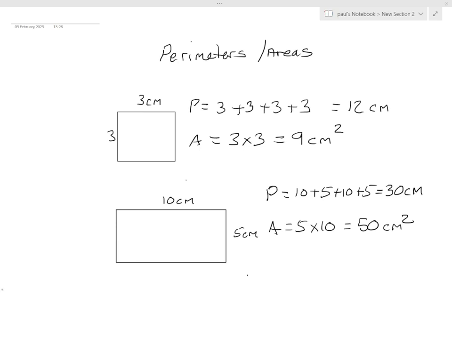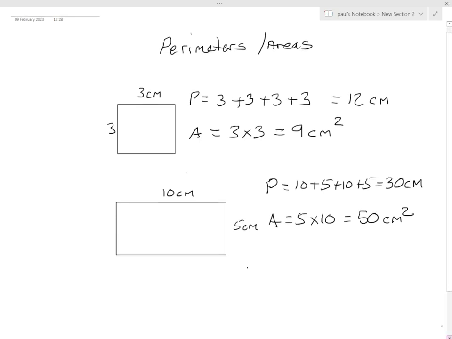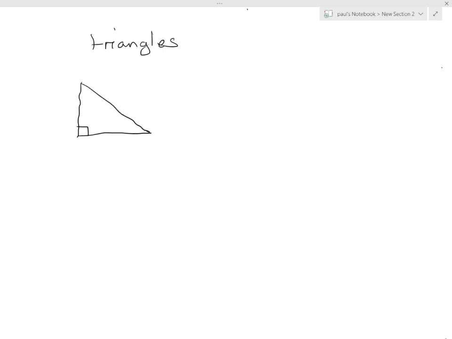Good. Now, it must be more difficult shape than this. That's too easy for us. Yeah, so we've got triangles now. Triangles. And there are lots of different kinds of triangles, and we've got a triangle like this, and this is a right angled, and we have got an isosceles triangle.